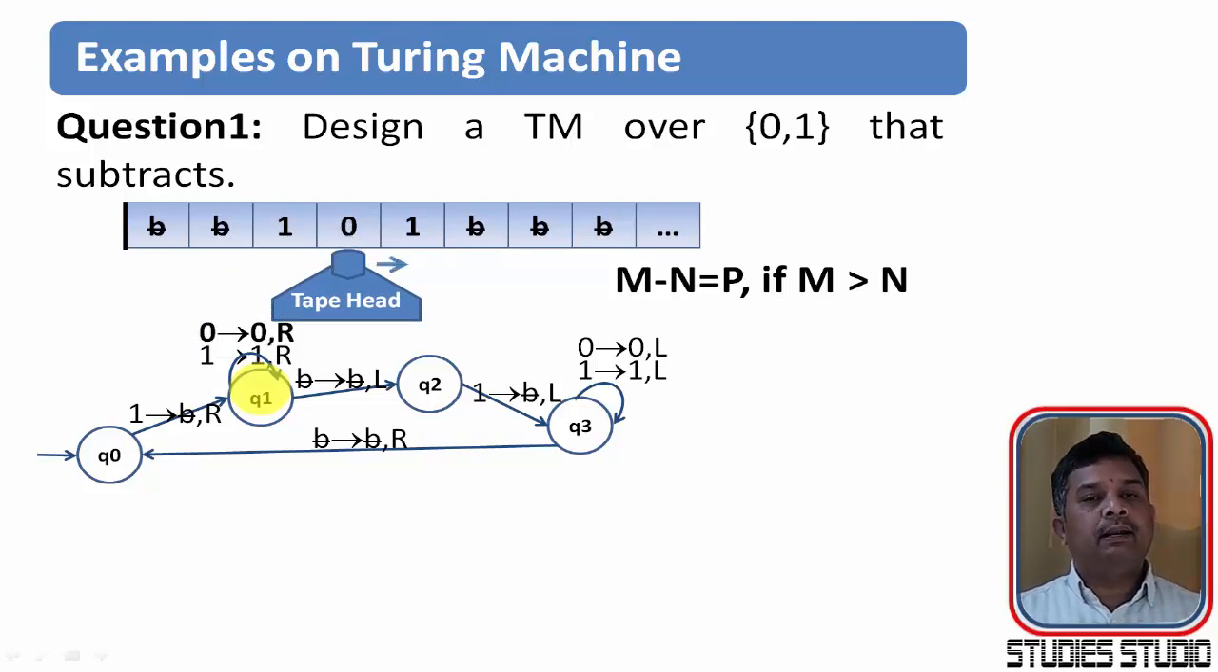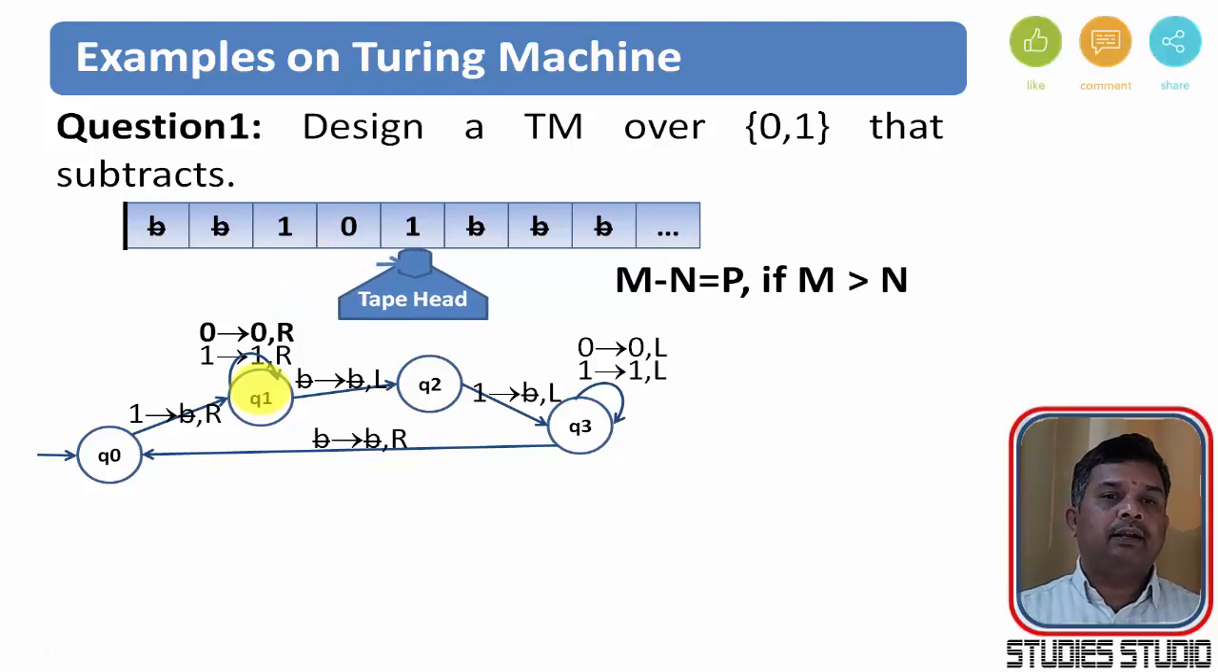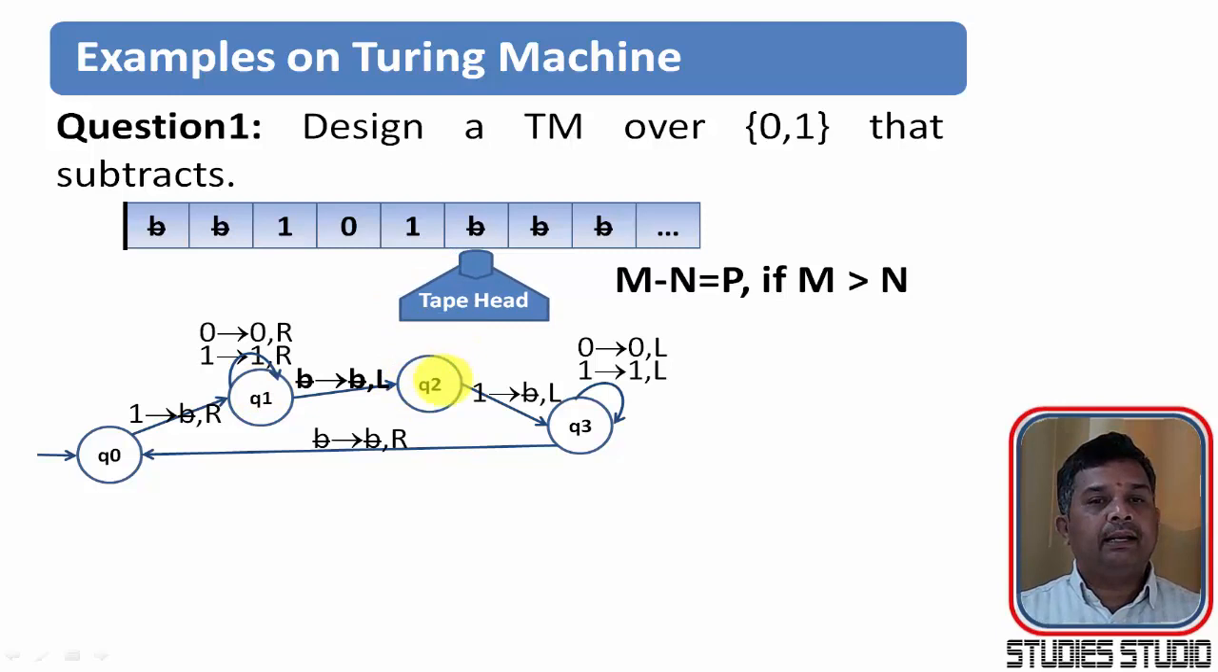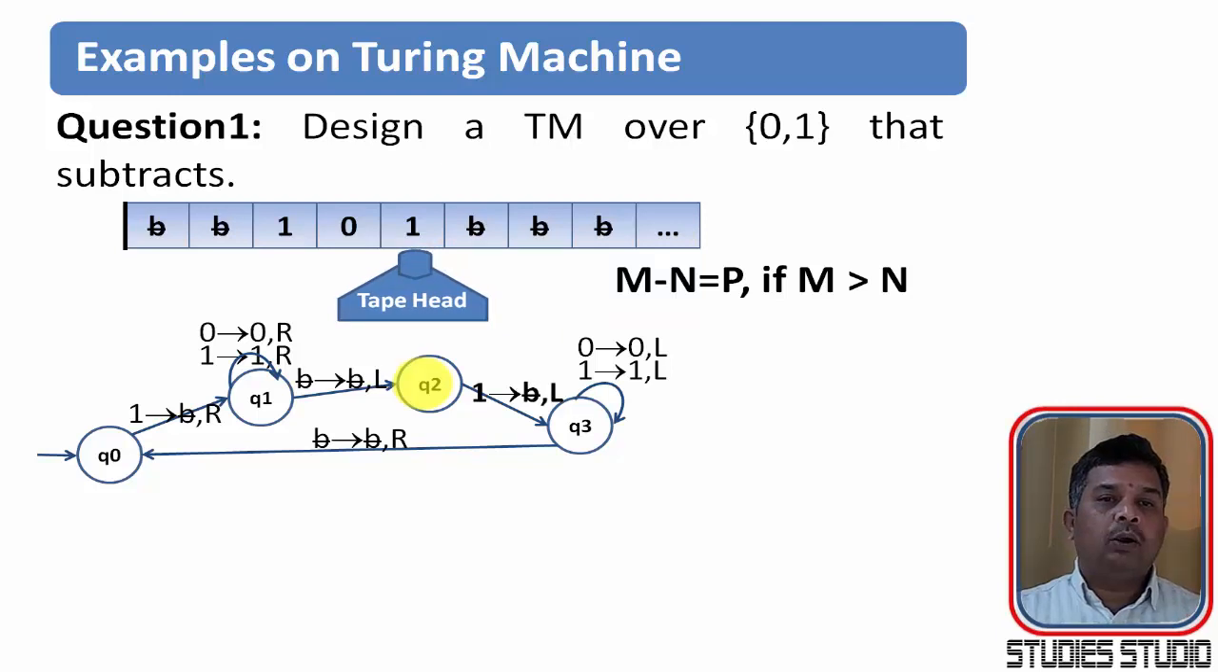Still I'll move right. Then I'm having 1 on the tape. I'll write 1 onto the tape. Again I'll move right. Now you see my tape head is pointing to B. Now I'm at state Q1. On appearing B, I'll go to state Q2 after writing B, and my tape head will come to the left. Now I got a 1. It is a matching 1 for this one that we made blank.